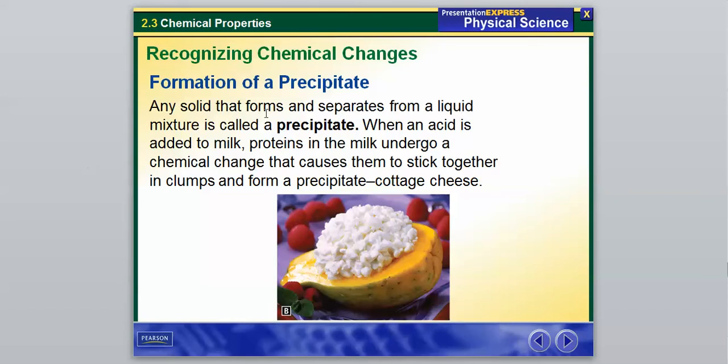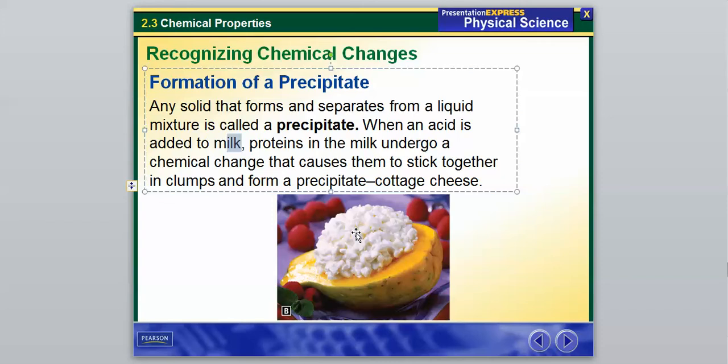So any solid that forms and separates from a liquid mixture is called a precipitate. So it's basically when you mix two liquids together and a solid is formed, then we call that a precipitate. So our example is when an acid is added to milk. Again, both of those are liquids, acid and milk, both liquids. Proteins in the milk undergo a chemical change that causes them to stick together in clumps and form a precipitate, which is again solid, and our example here is cottage cheese.